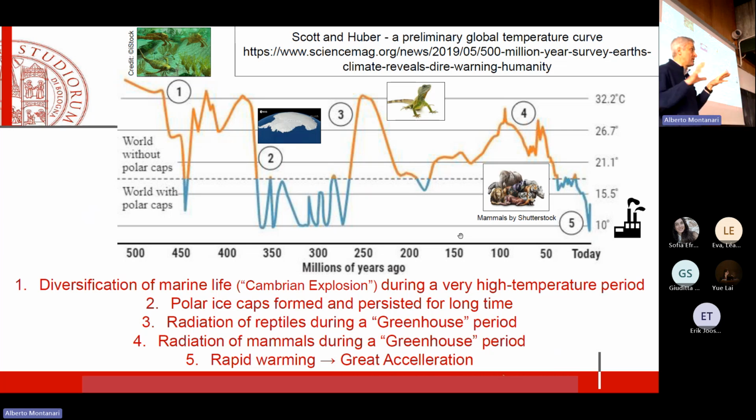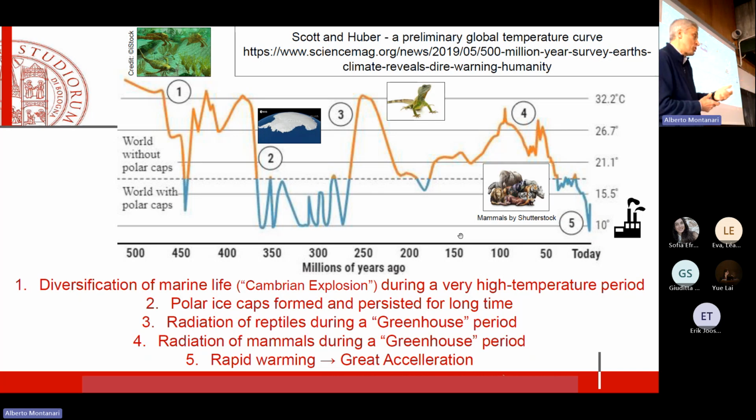I talked about extinctions because these markers 1, 2, 3, 4, 5 indeed mark significant changes in the habitat, significant changes in the species that populated the Earth. Because changes in temperature imply changes in ecosystems, imply changes in living organisms. So with the first marker, we identify a diversification of marine life, the Cambrian explosion, during a very high temperature period. Usually an increase of temperature accelerates the dynamics of the ecosystems, and therefore favors the evolution of life.